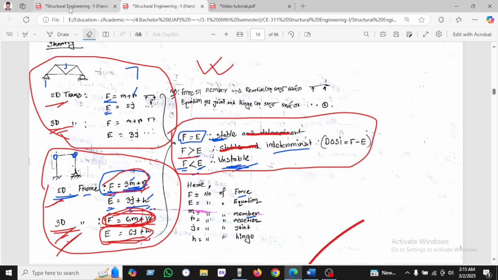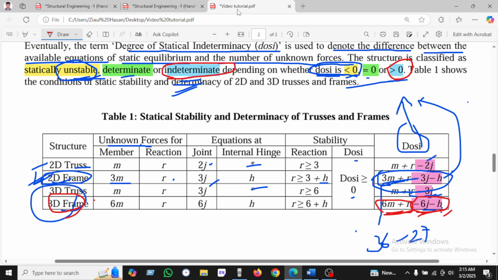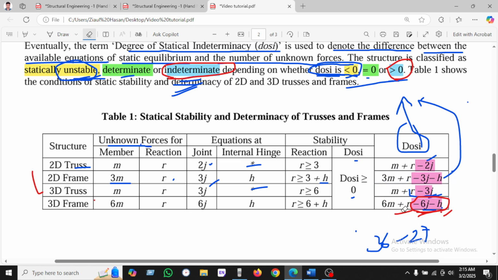Here we can see the equation, but we can use it for both 2D truss and 2D frame. Which one you want to take depends on you, but all our calculation is okay, so there is no problem. So the equation will be for 2D truss and 3D truss.